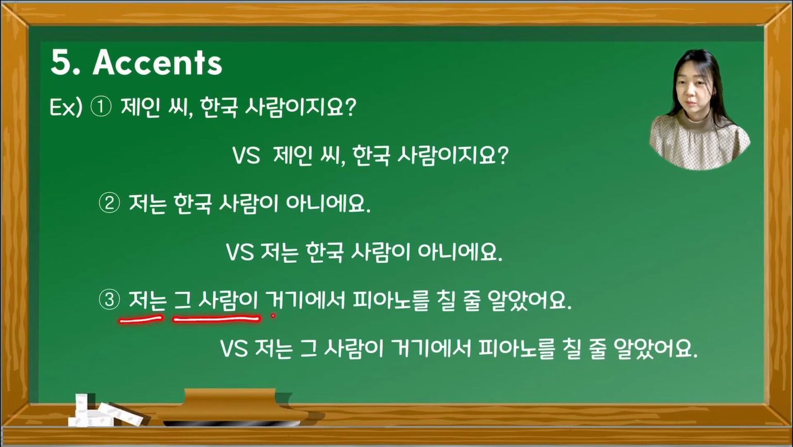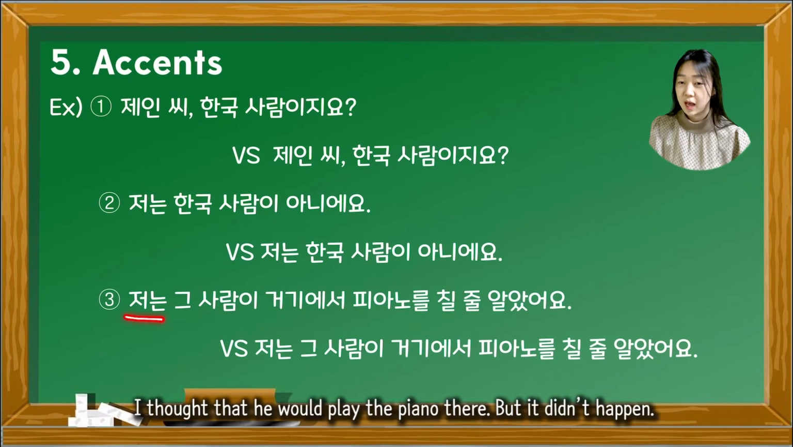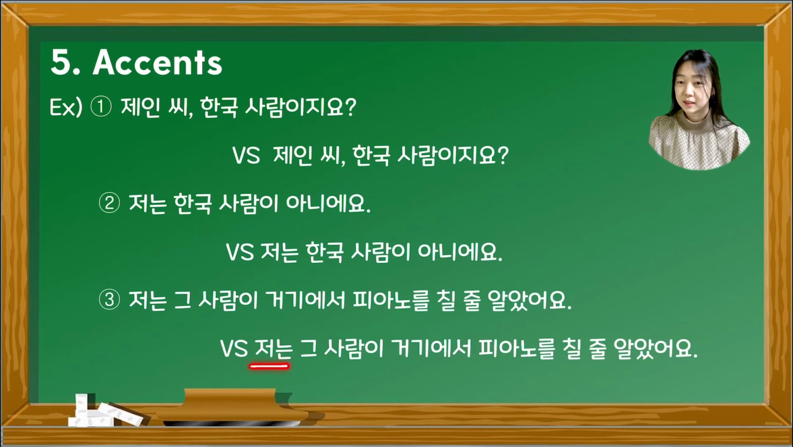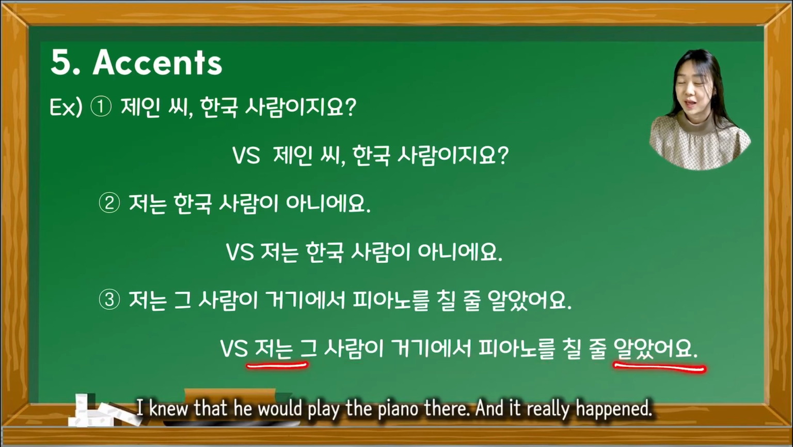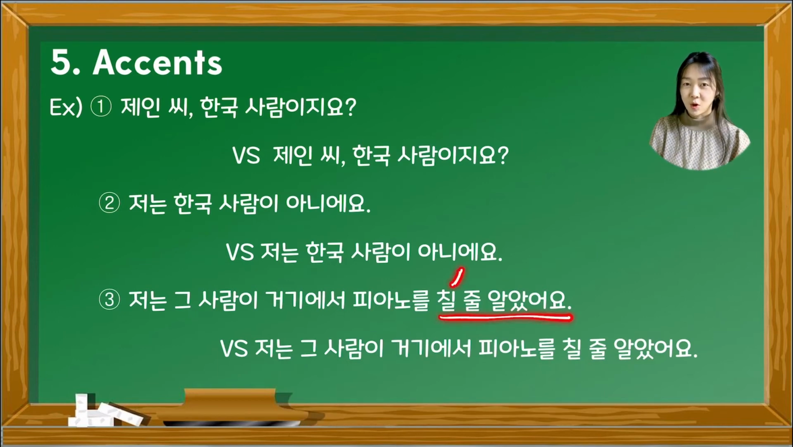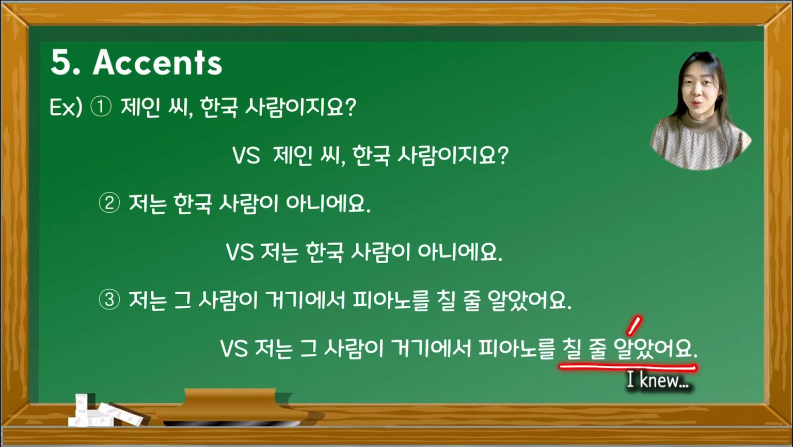저는 그 사람이 거기에서 피아노를 칠 줄 알았어요. I thought that he would play the piano there, but it didn't happen. And 저는 그 사람이 거기에서 피아노를 칠 줄 알았어요. I knew that he would play the piano there, and it really happened. 칠 줄 알았어요, I thought. 칠 줄 알았어요, I knew.